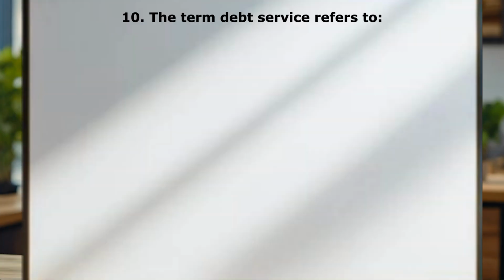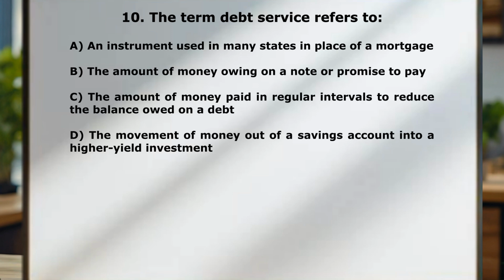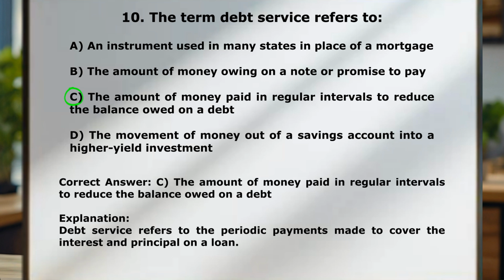Okay, let's get to this final question. The term debt service refers to A, an instrument used in many states in place of a mortgage. B, the amount of money owing on a note or promise to pay. C, the amount of money paid in regular intervals to reduce the balance owed on a debt. D, the movement of money out of a savings account into a higher yield investment. Correct answer here is C, the amount of money paid in regular intervals to reduce the balance owed on a debt.